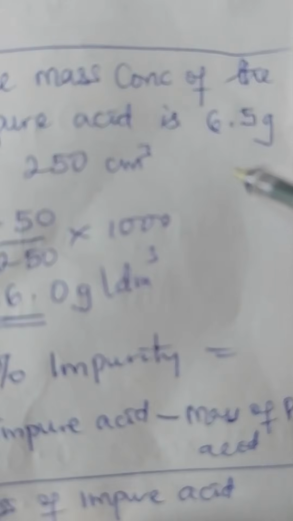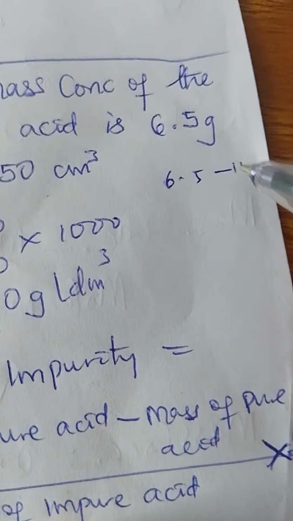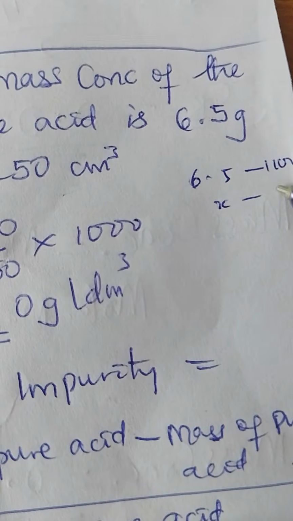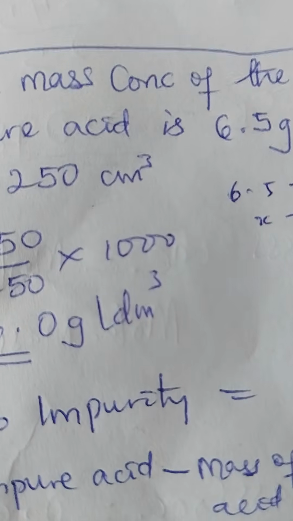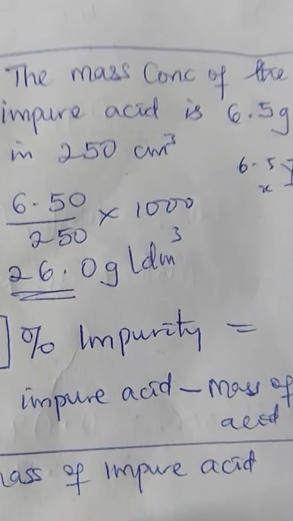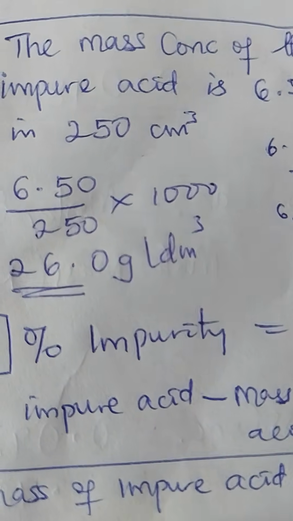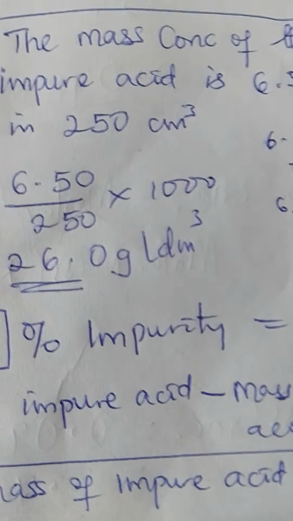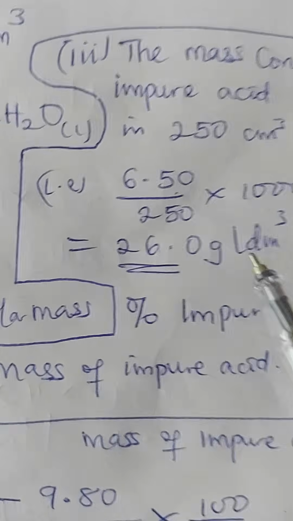That's if you say 6.5 gives you in 1000, then unknown. 6.5 in 250, then unknown in 1000. If you cross multiply, that will give you this: 6.5 times 1000 over 250. If you do this same thing, you are going to obtain this. So that will give you 26.0 gram per dm cube.